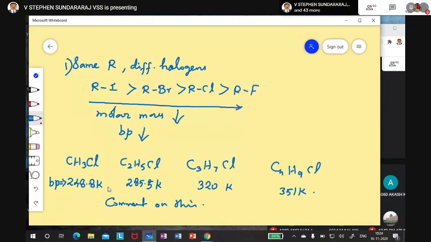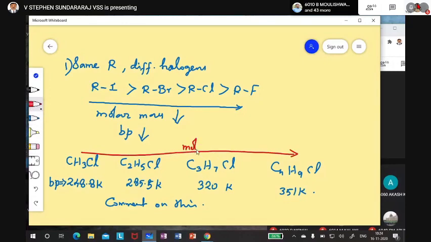Molar mass increases, very good. So from here to here, molar mass increases, therefore boiling point increases. That's all. Similarly, they may give any data, but I have covered all the data-related things. So now I am coming to this.